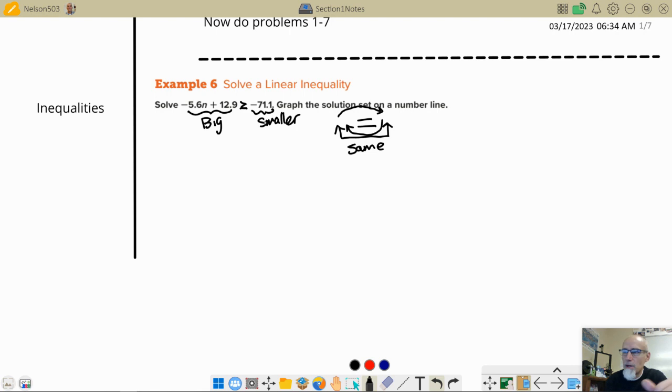And you might know what I'm talking about when you divide or multiply by a negative, right? You got to pay attention to that. And that's what's going to happen. That's why I wanted you to look at this example with me, because we're going to divide by a negative, and it's going to switch the inequality sign. So let's do a little algebra.